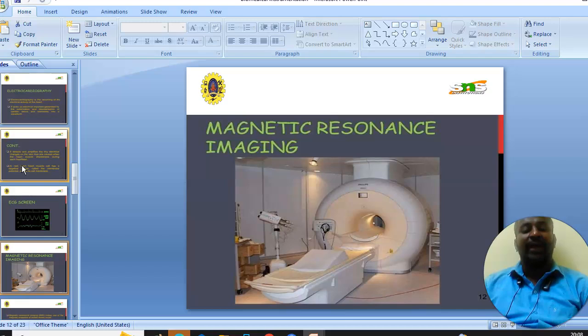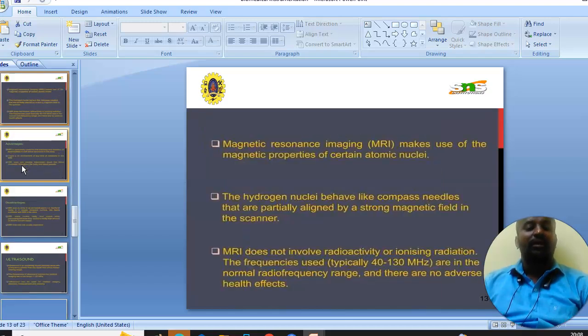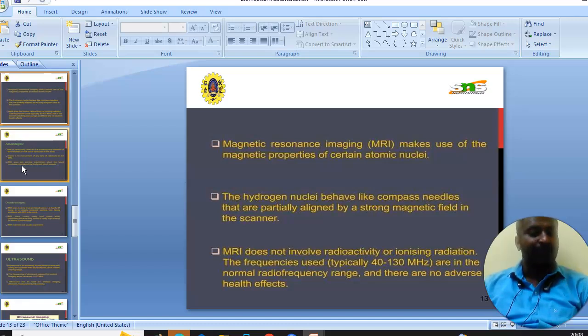Next, you will see magnetic resonance imaging. Magnetic resonance imaging makes use of the magnetic properties of certain atomic nuclei. The hydrogen nuclei behave like compact needles that are partially aligned by a strong magnetic field in the scanner. MRI does not involve radioactivity or ionizing radiation. The frequencies used are in the normal radio frequency range, and there are no adverse health effects.